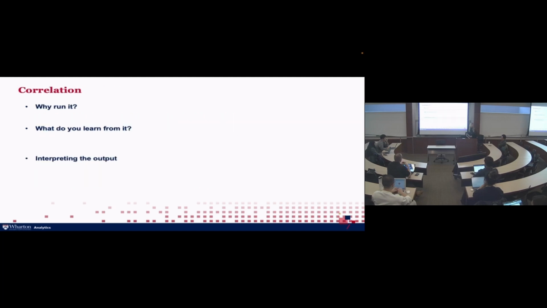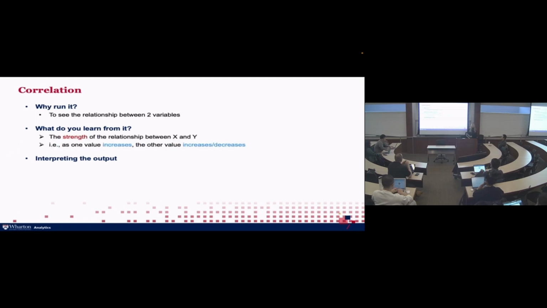So we're going to start off with the simplest form, a correlation. Everyone in this room should know what a correlation is, right? For every type of analysis or model that we're going to go over, I'm going to have these three main questions. Why would you run this analysis? What do you learn from the output? And how do you interpret that output? So for correlation, starting off easy, everyone knows this. Why do you run it? To see the relationship between two variables.